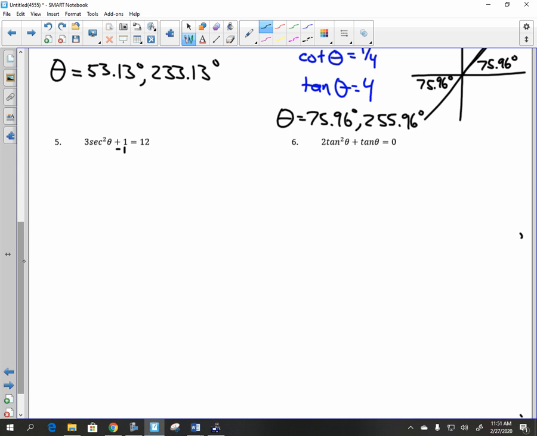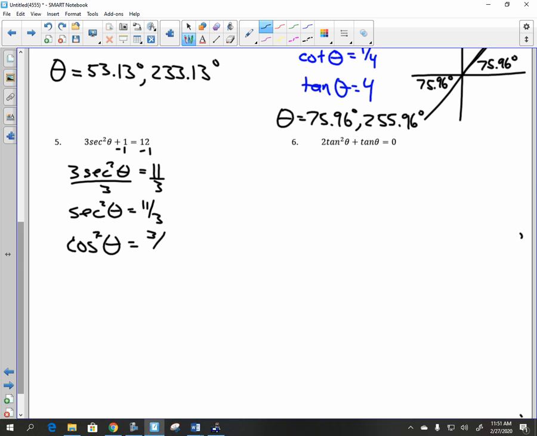Number 1, we subtract the 1. Get 3 secant squared of theta is equal to 11. I divide by 3. Secant squared of theta is equal to 11/3. Now at this point you have 2 options. Anybody know? Square root or flip it. I'm going to choose to flip it first. Cosine squared of theta is equal to 3/11.